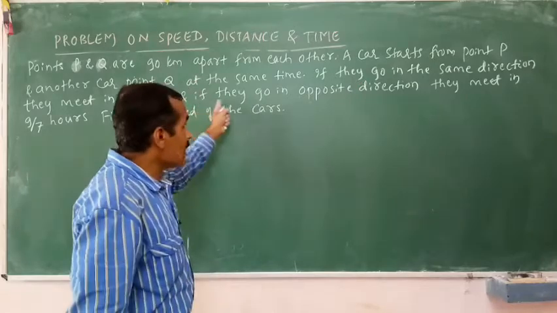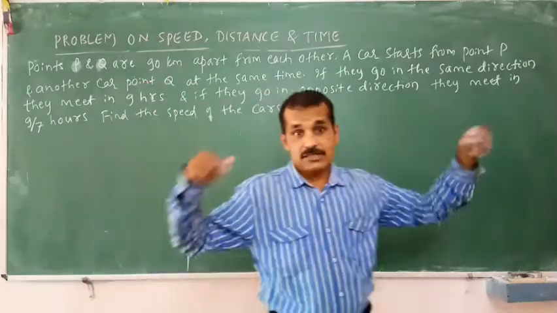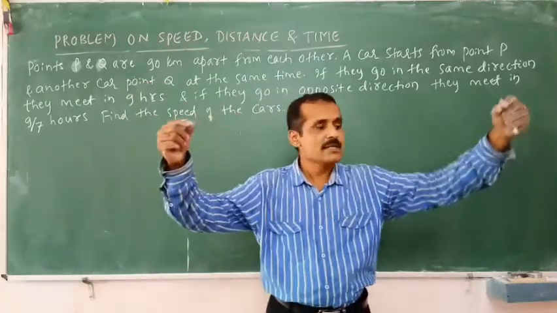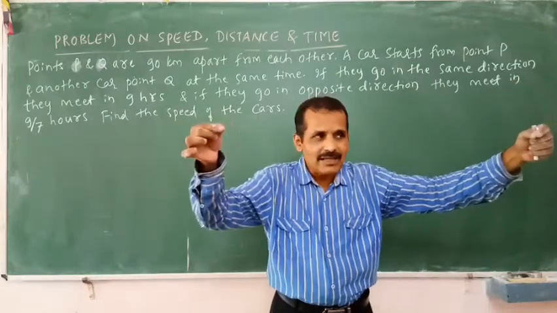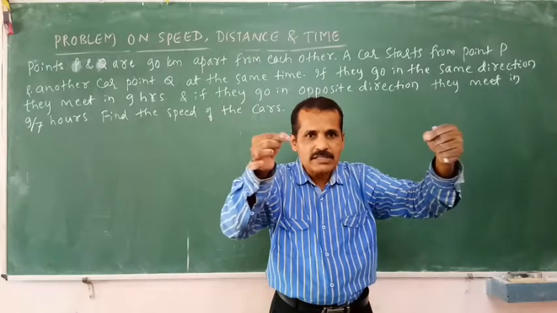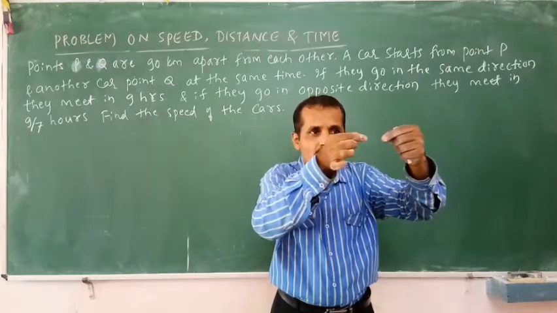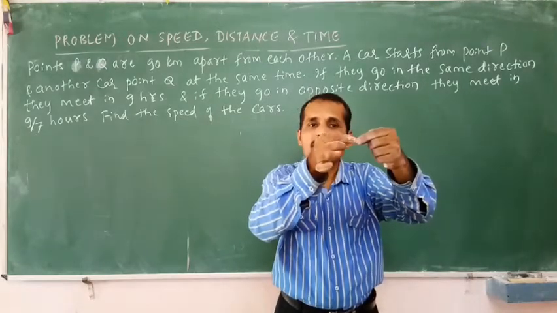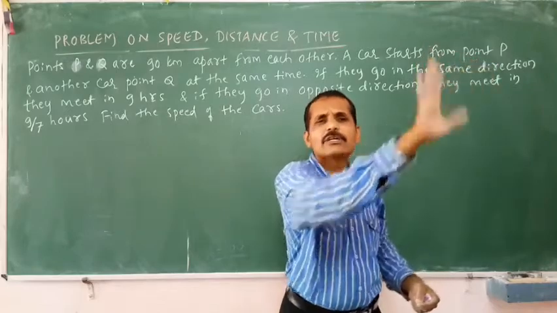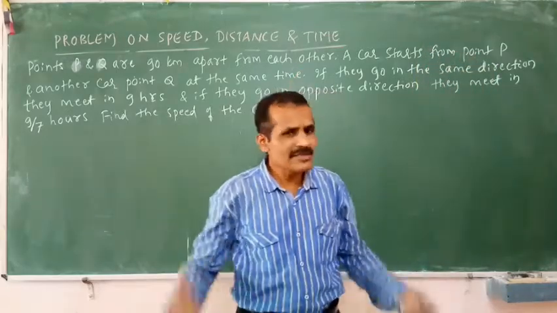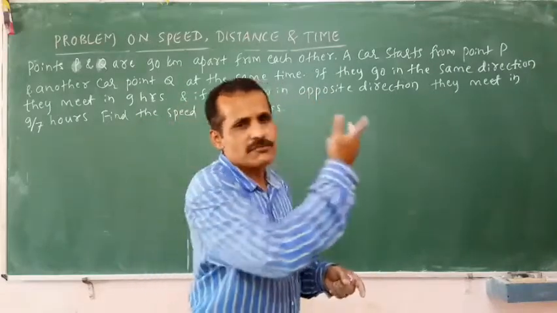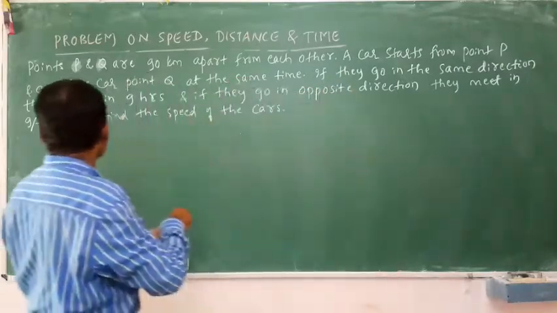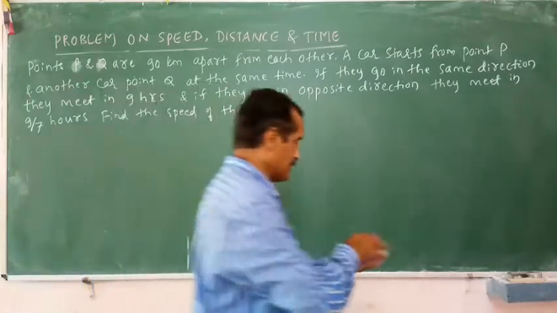And they say if they go in the opposite direction, this is the second condition. Opposite means one car started from Belgaum, one car started from Dharwad, and they are coming towards each other. Somewhere around Kittur, they met. This is the second condition. We will go slowly on how to generate the equations from this. Okay, let us start. Let me draw a figure first.